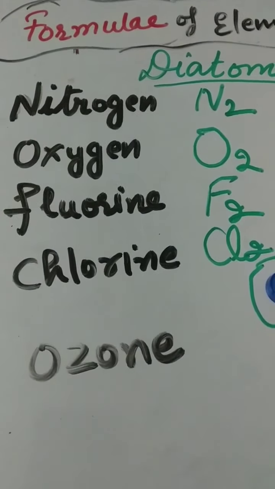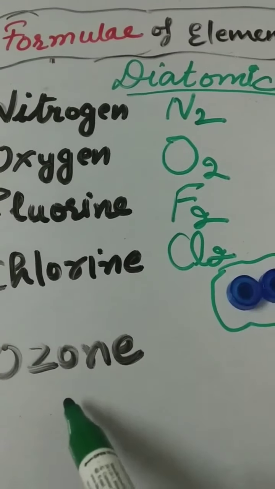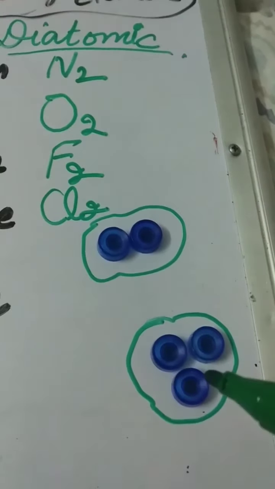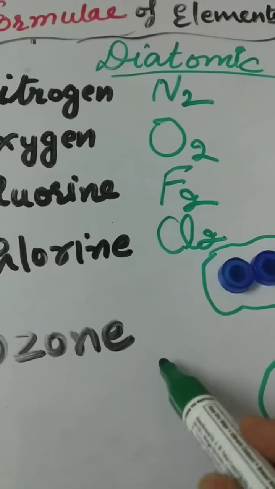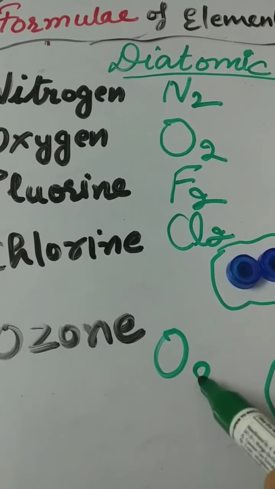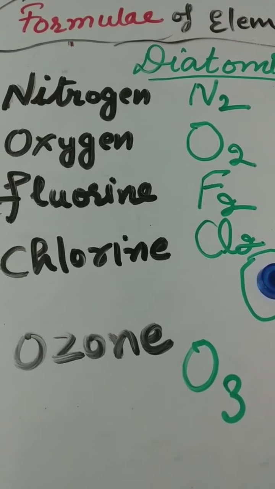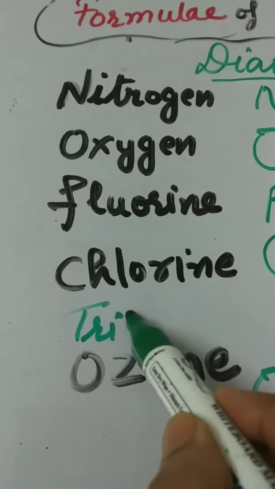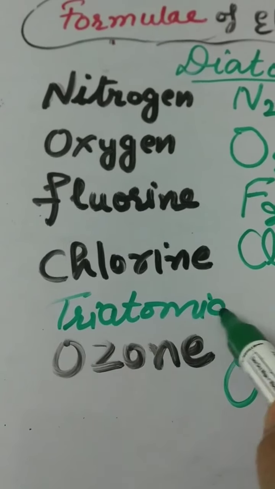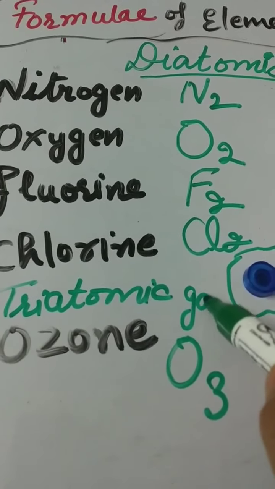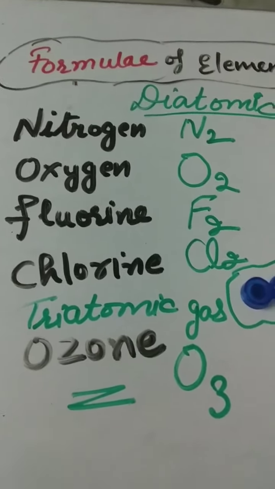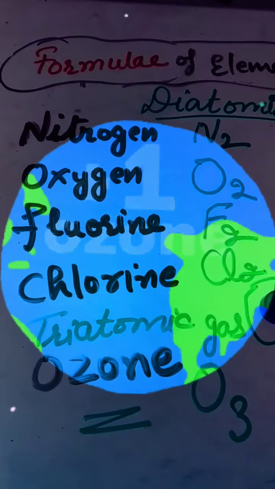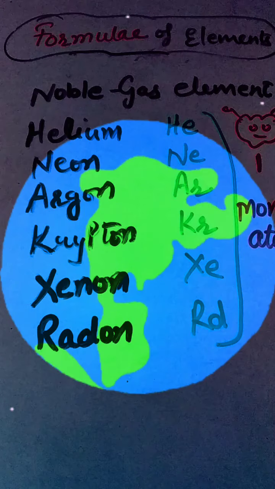Ozone. Ozone is a common example in which 3 atoms are present. Its formula is O3. So it is known as a triatomic gas, because ozone is a gas present in the atmosphere which protects our earth from ultraviolet rays.